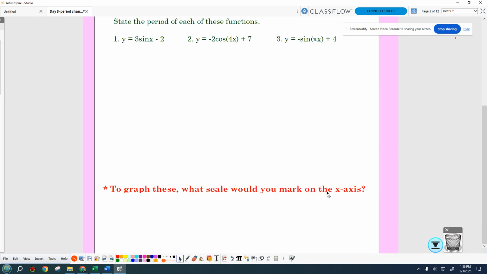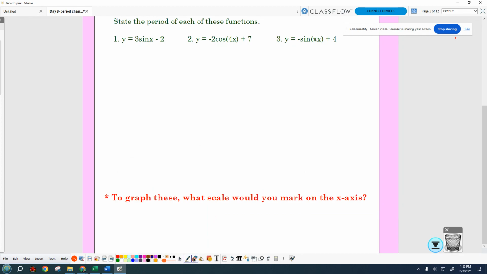With that, on each of these, Lucia, what's the period of this first function going to be? Just 2 pi. The b value, which isn't even written out, is a 1, so it's just 2 pi.